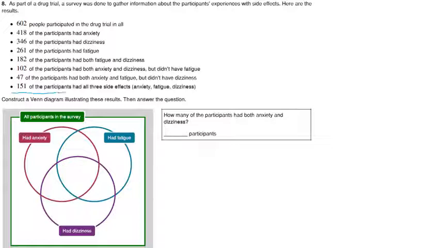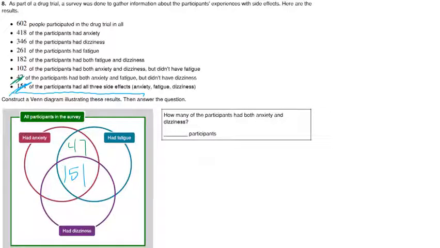Well, if you look at the last number right here, 151 had all three. If you have all three, you know you are standing right there. So we know where the 151 goes. Now, let's work back upwards, but again, we can't use a number until we know how it breaks up. 47 had anxiety and fatigue, but they did not have dizziness. They have to be here. There's only one place where you can stand if you have anxiety and fatigue, but not dizziness.